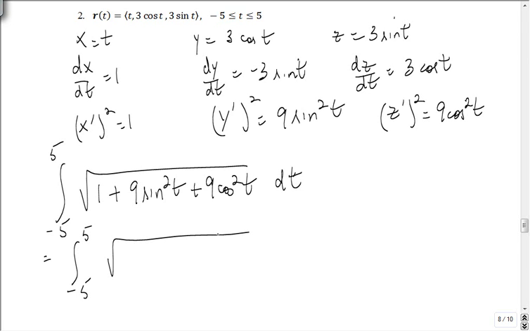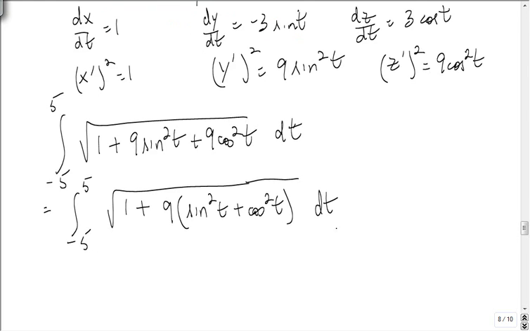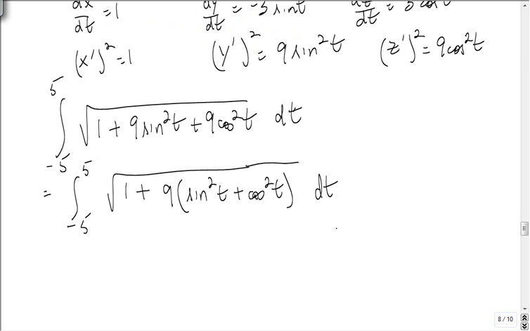Beautiful. I need you to see these things. Are you annoyed with yourselves? So this sine squared plus cosine squared is 1, isn't it? Doesn't that look a lot nicer? So this is just the square root of 10. Isn't that beautiful? Who knew? Right?